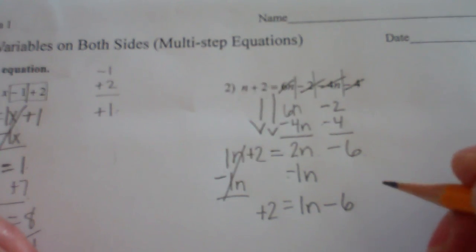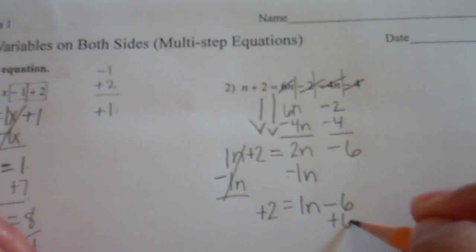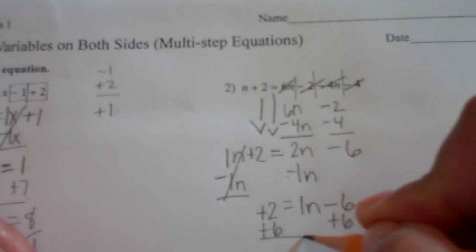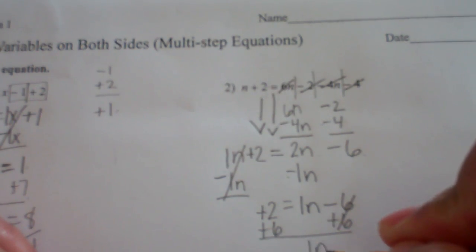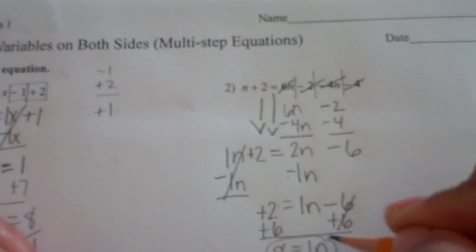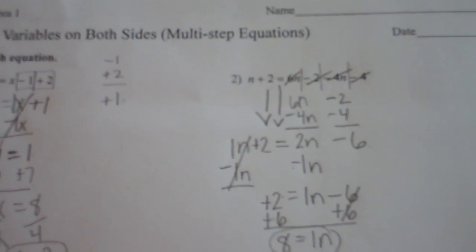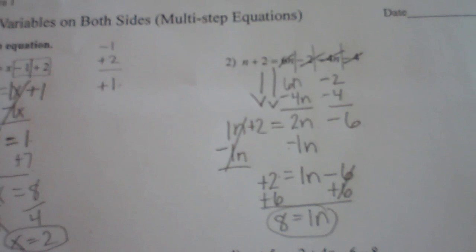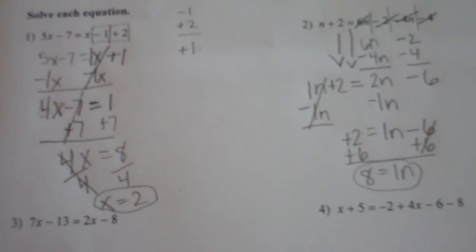Step 3 says undo addition or subtraction. So let's add this 6 to both sides. 1n equals 2 plus 6 is 8. And that's what we want. We want what 1n equals, and 1n equals 8. Moving on to number 3.